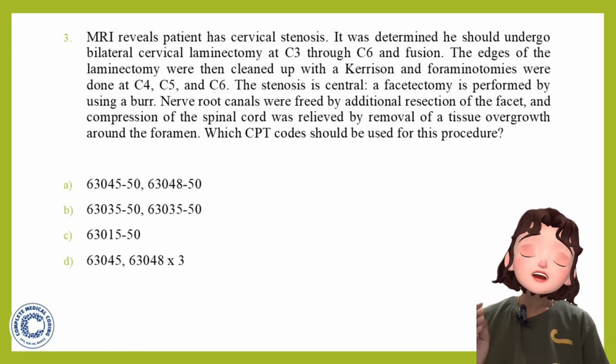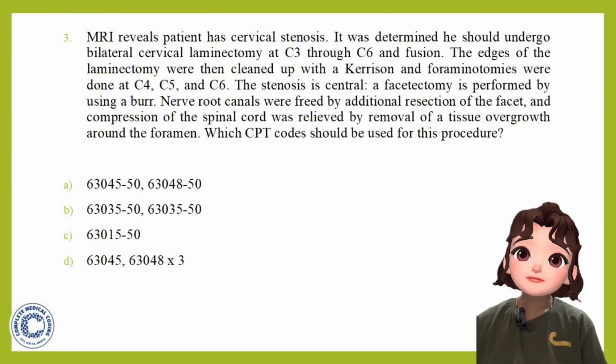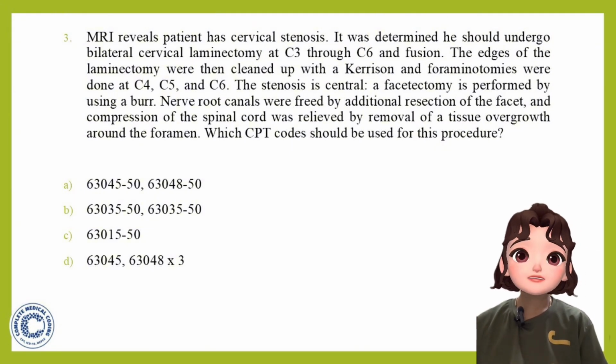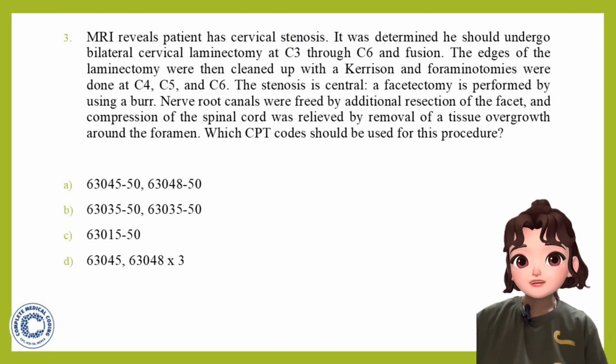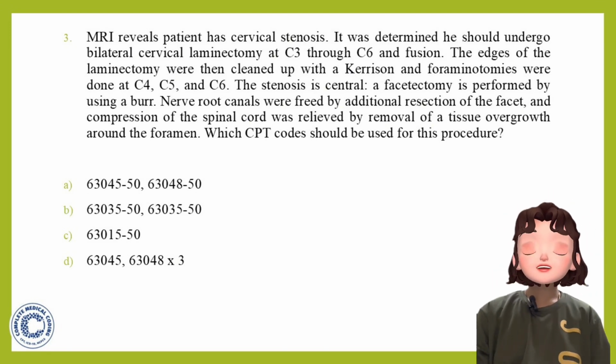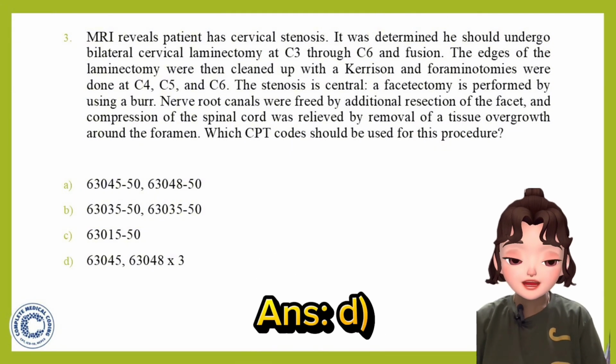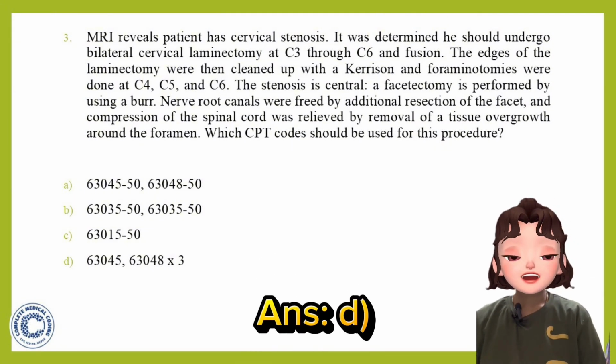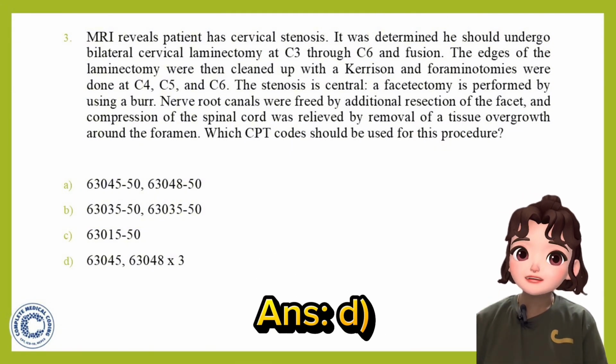So how many additional segments do we have here? C3 through C6, so that is 4. One is already done in the first code, so the remaining 3. That's how you get the answer. You will get the answer as option D. Okay, 63045 for the first cervical segment, 63048 for each additional cervical segment, 3 additional.